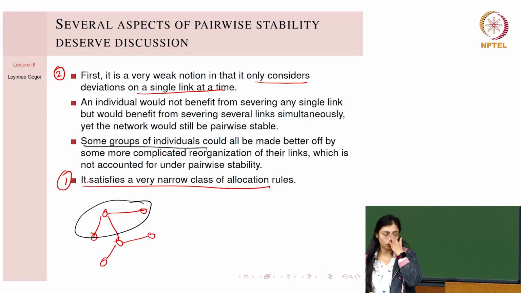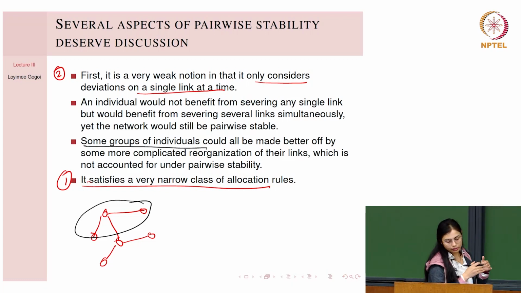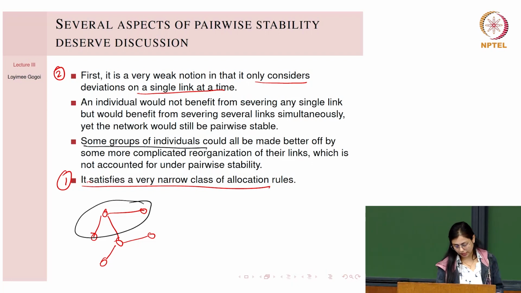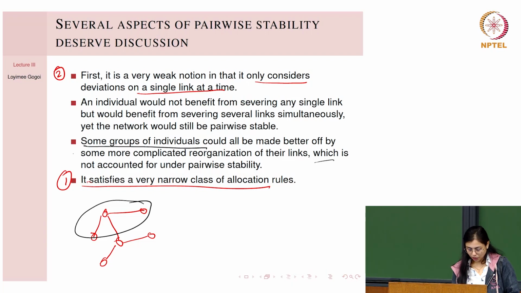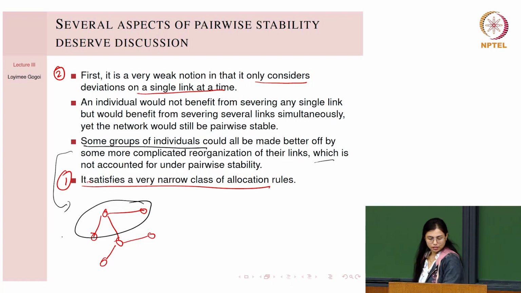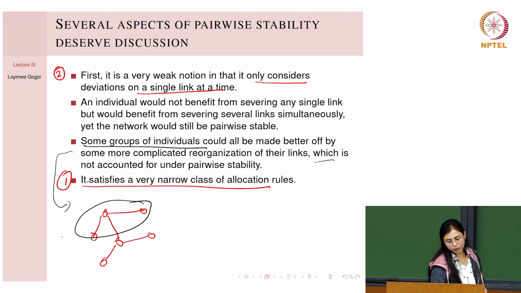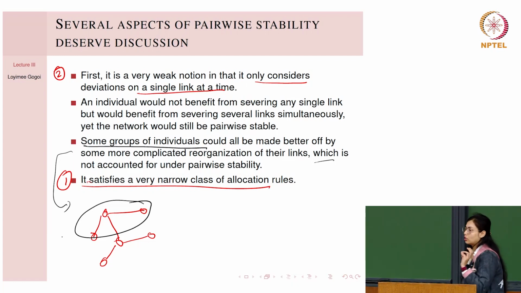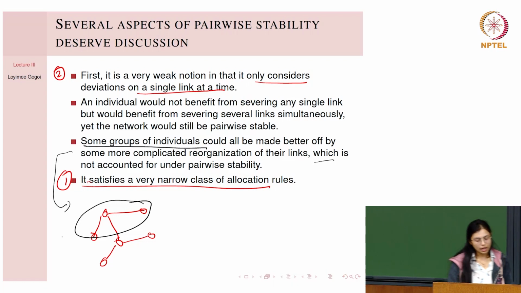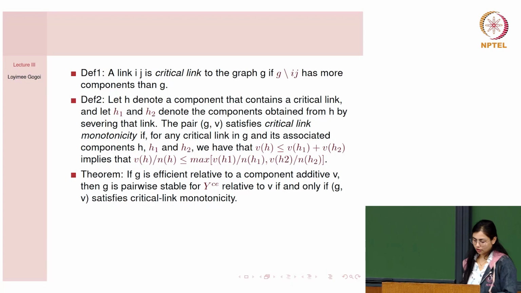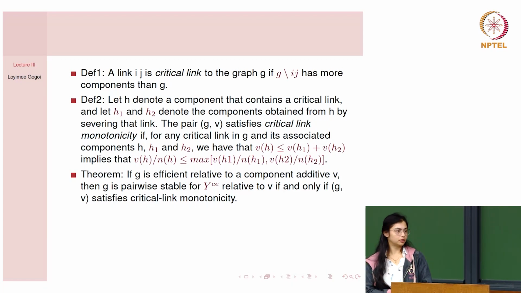Suppose we talk about a group of players. At the same time, they can get more benefit after rearranging some of the network structure. There is some link, but pairwise stability does not consider all of this. That's why the pairwise stability concept is a very weak notion, and for that another concept was introduced.